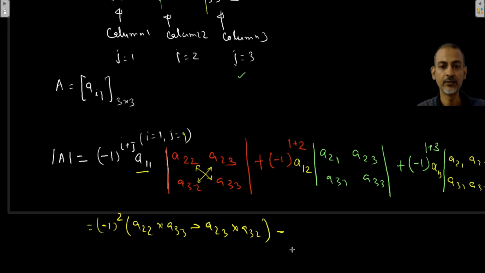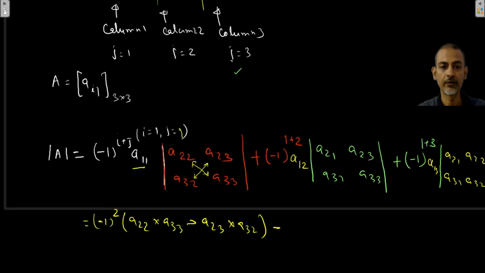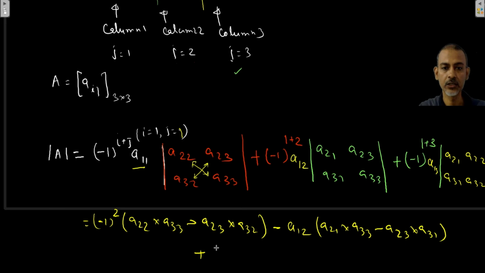Just like A11, I have to write A12 and A13 also. So now I have A12 here, and then multiply A21 with A33 minus A23 with A31, okay? And then finally, this is minus 1 to the power 1 plus 3, which is minus 1 to the power 4, so it will become plus 1. So again, I am not writing plus 1, but rather A13, and then finally multiplying A21 with A32 minus A22 with A31. Yeah. So this is how you calculate.